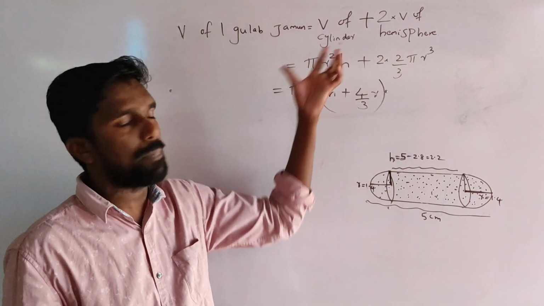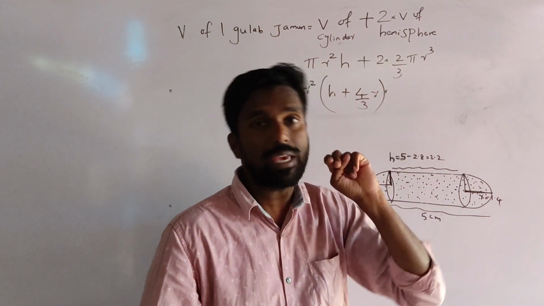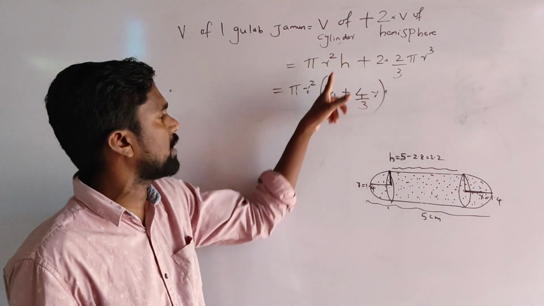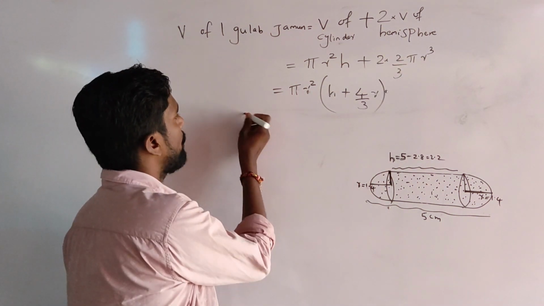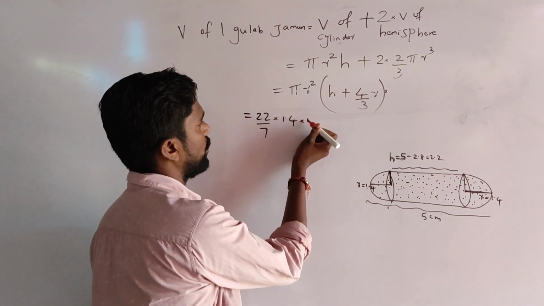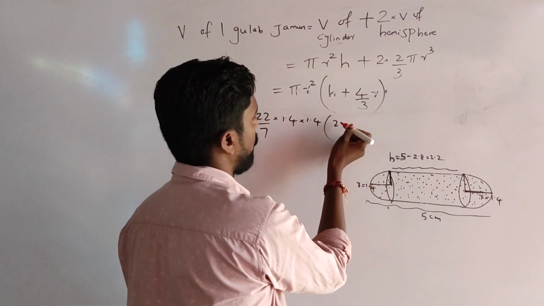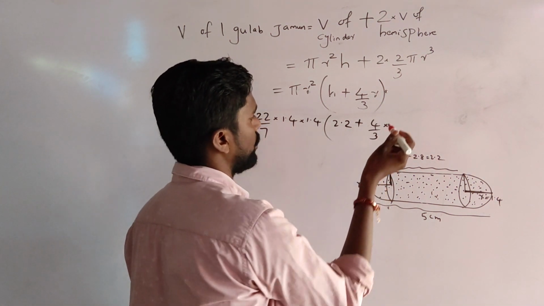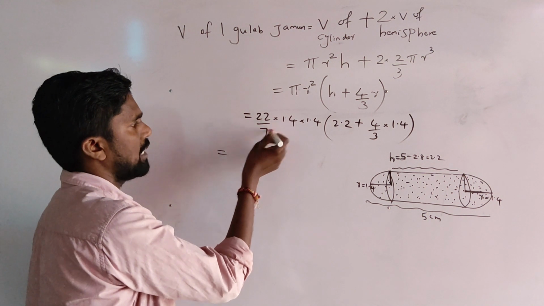Volume of the cylinder is pi r square h. Volume of a hemisphere is 2 by 3 pi r cube, so 2 hemispheres is 2 into 2 by 3 pi r cube. Pi r square is taken outside, so here h and here 4 by 3 r. That is equal to pi, which is 22 by 7, radius 1.4 into 1.4, h means 2.2 plus 4 by 3 into 1.4. You can cancel this.